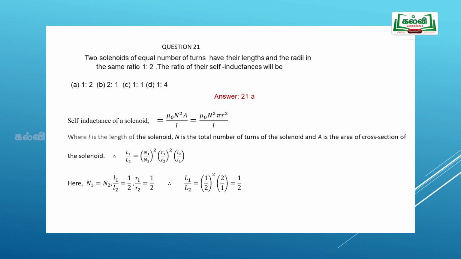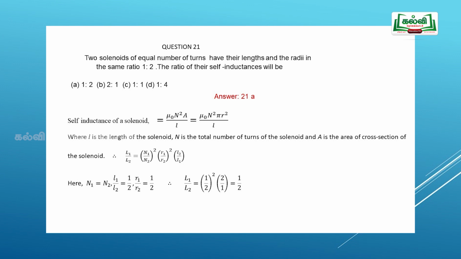The next question. Now here equal number of turns, N1 is equal to N2. Length and radii are in the same ratio 1:2. What does it mean? L1 by L2 is 1 by 2, R1 by R2 is also 1 by 2. And what is asked for? Ratio of the self-inductance. You know the formula for self-inductance. Which are the three terms involved? N square A by L. So it is directly related: N1 square by N2 square, R1 square by R2 square.